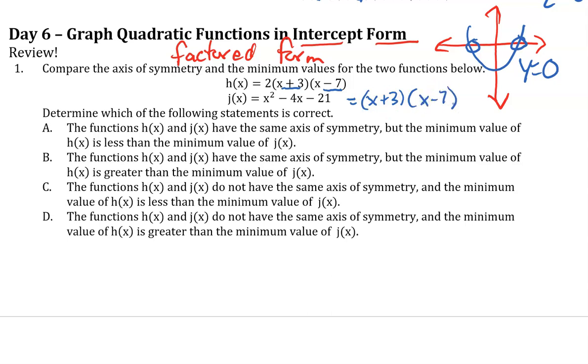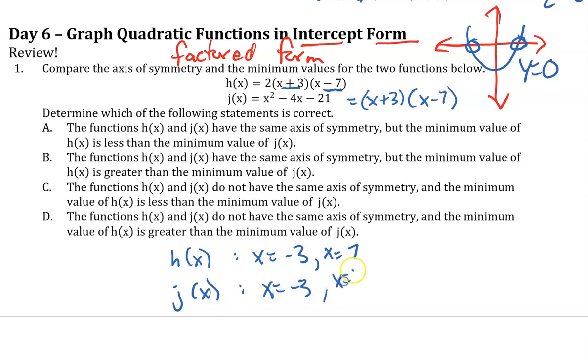So when we take a look at that, first let's find what the roots are, or our zeros. On h of x, we can set x plus 3 equal to 0, and x would equal negative 3. We can set x minus 7 equal to 0, so x would equal 7. For j of x, our roots, or our zeros, would also be x equals negative 3, or x equals positive 7. So those are our zeros.